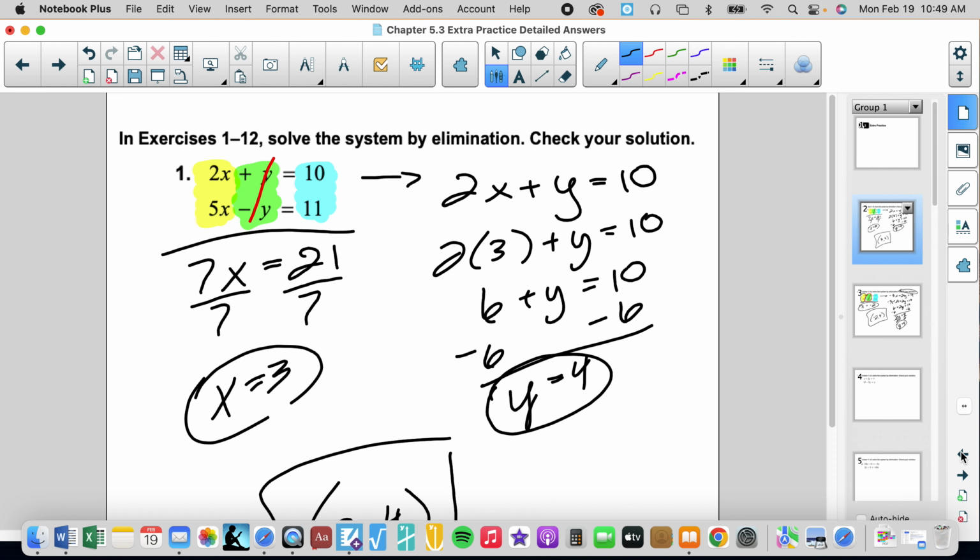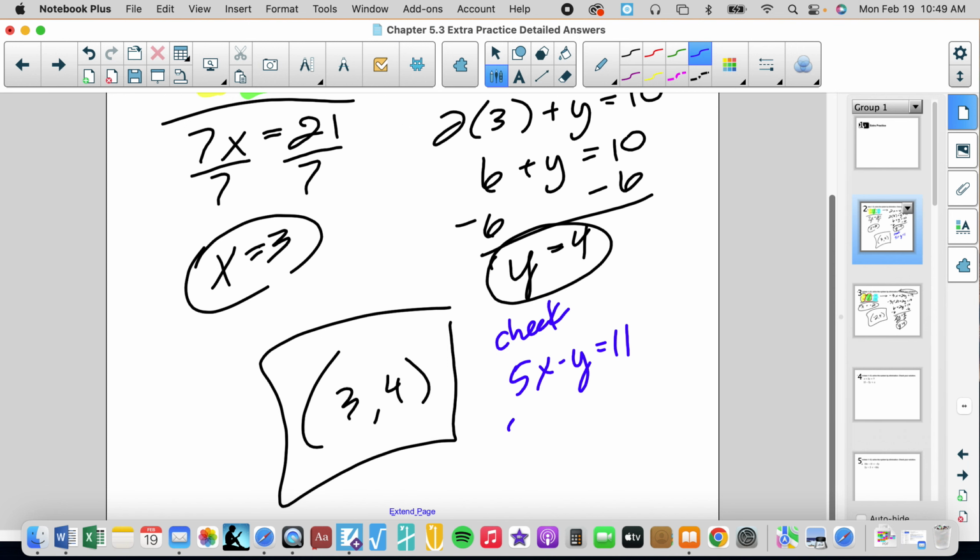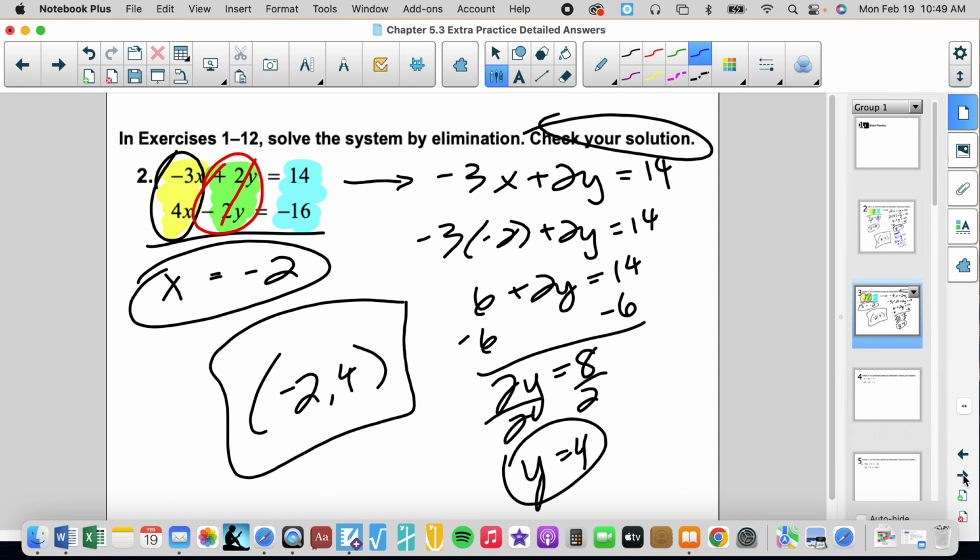Let's go back. I don't have to check it for the top equation because that's how I created the 4. So the only other equation I need to check is the bottom one, 5x minus y equals 11. So 5 times 3 minus 4 equals 11. 15 minus 4, 11 equals 11. So that checked.